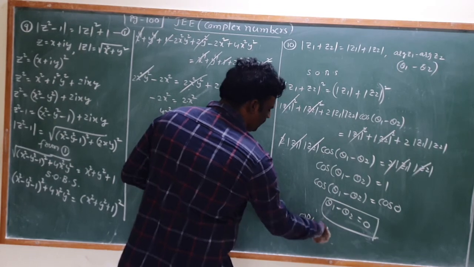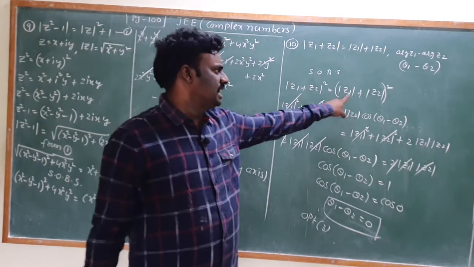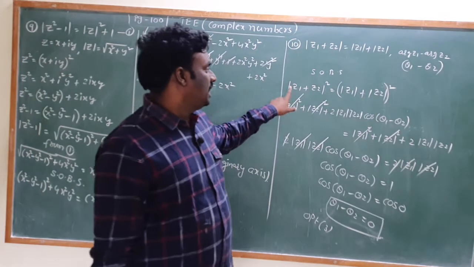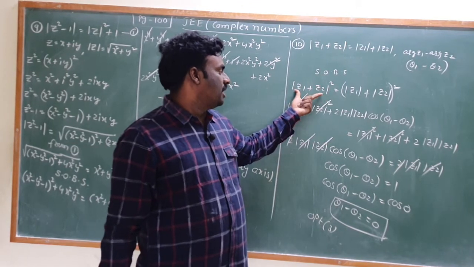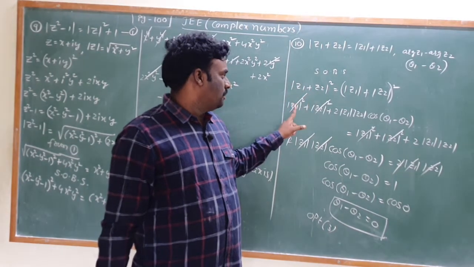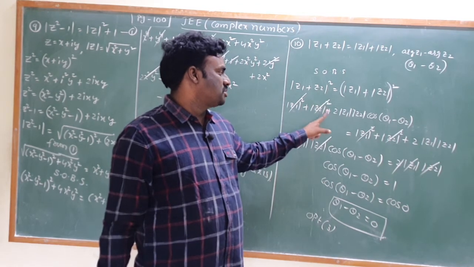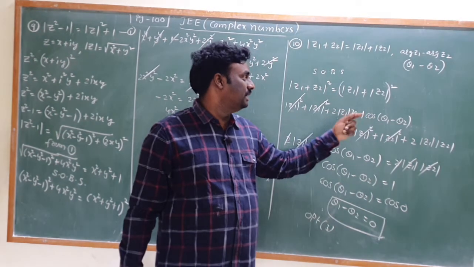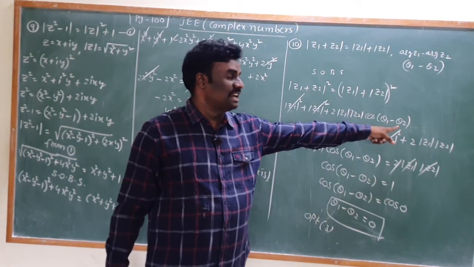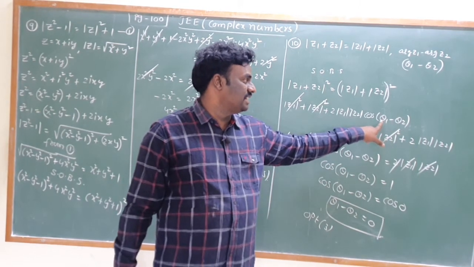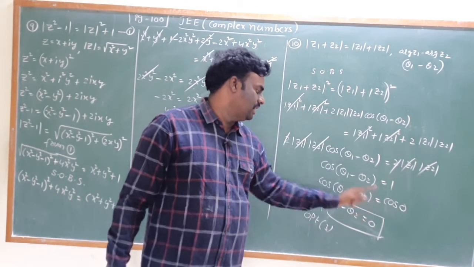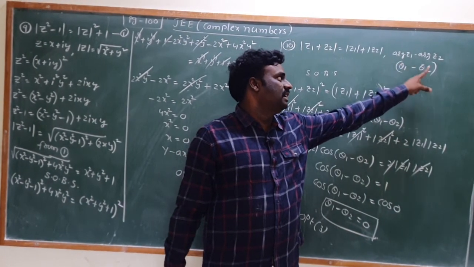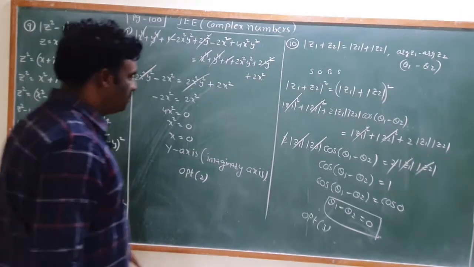Students, one new formula we are using here. This is very clear: a plus b whole square, a square plus b square plus 2ab. But whenever the mod is given for the total, the formula for mod of z1 plus z2 whole square is mod z1 square plus mod z2 square plus 2 into mod z1 mod z2 into cos of the angle between them. The first angle is theta 1 and the second angle is theta 2. So the required angle is theta 1 minus theta 2. If you apply, you will get theta 1 minus theta 2 value 0. Theta 1 is the argument of z1 and theta 2 is the argument of z2.